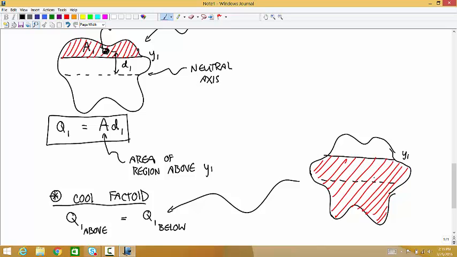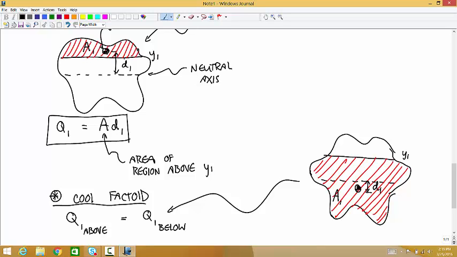The centroid of that region, okay, so that's, call that A1. The centroid of this region is here somewhere. Then this distance is D1. And this, just mathematically, has to be equal to this one.